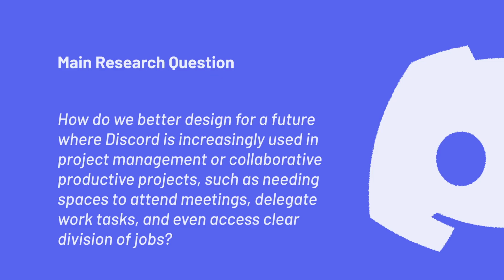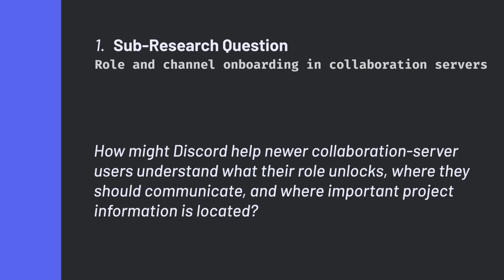Our main research question looks towards how we better design for a future where Discord is increasingly used in project management or collaborative productive projects, such as needing spaces to attend meetings, delegate work tasks, and even access clear division of jobs. For my sub-question, I asked, how might Discord help newer collaboration server users understand what their role unlocks and where they should communicate and where important information might be located?